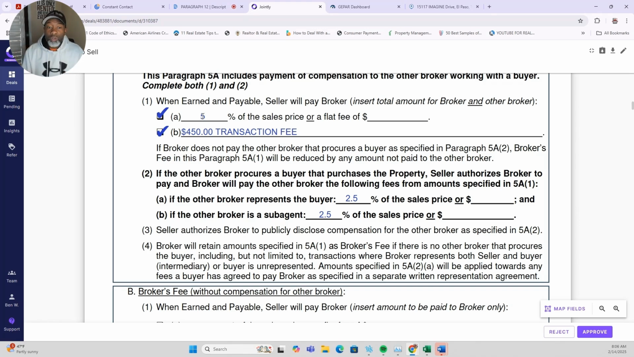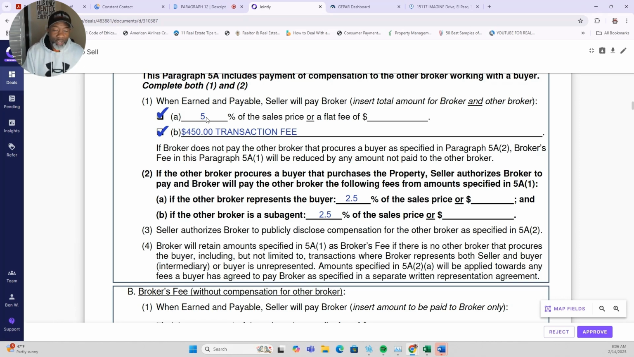You still owe 5%, right, Mr. Seller, right? And if there's no other broker, then the seller's still on the hook to pay the 5%. That's what that means. So when you're out doing your listing appointments, make sure you're explaining it the right way.